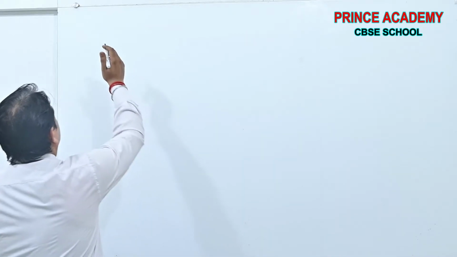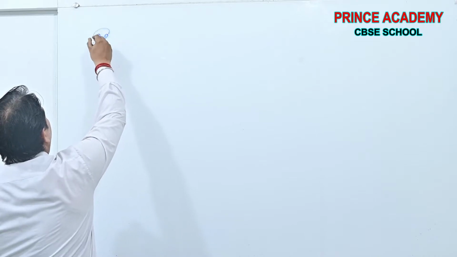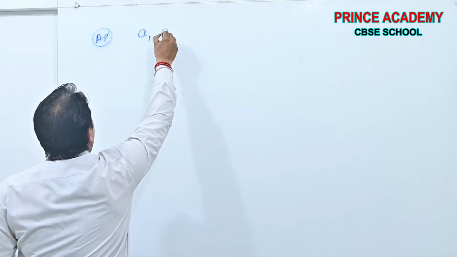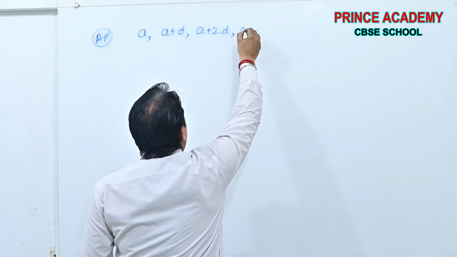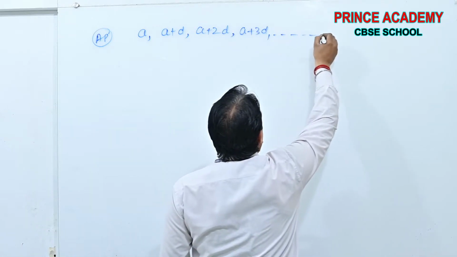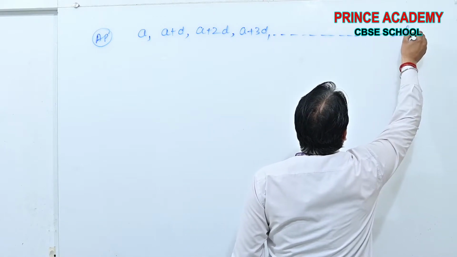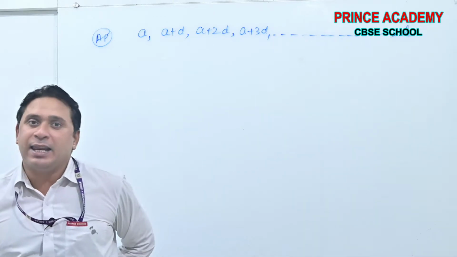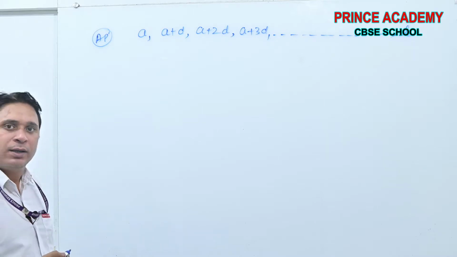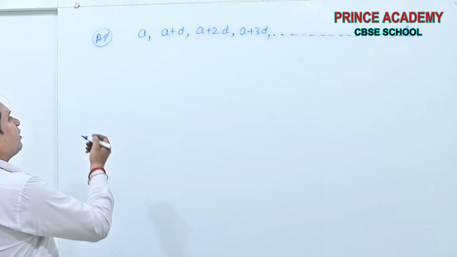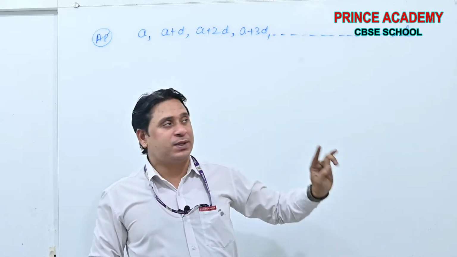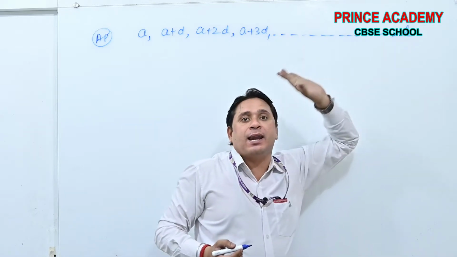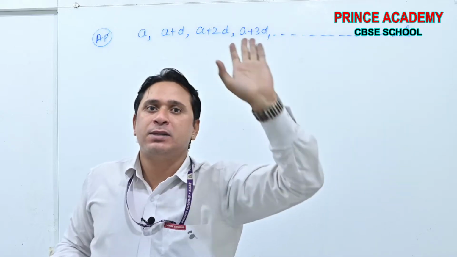See, suppose the AP is a, a plus d, a plus 2d, a plus 3d and so on. Suppose this is the last term. L is the last term. Done. Now see what we have to form. This AP has total n terms and the nth term is L. Nth term is L. Okay.